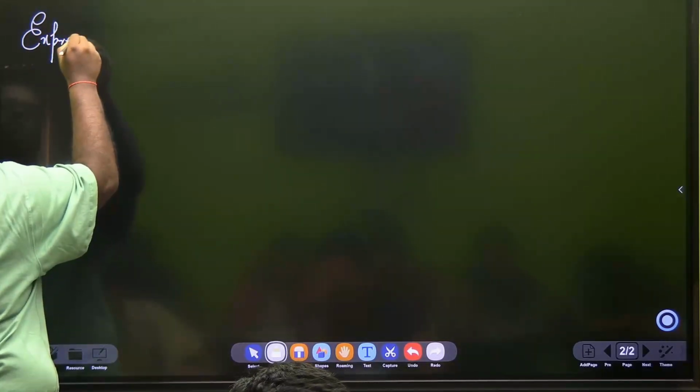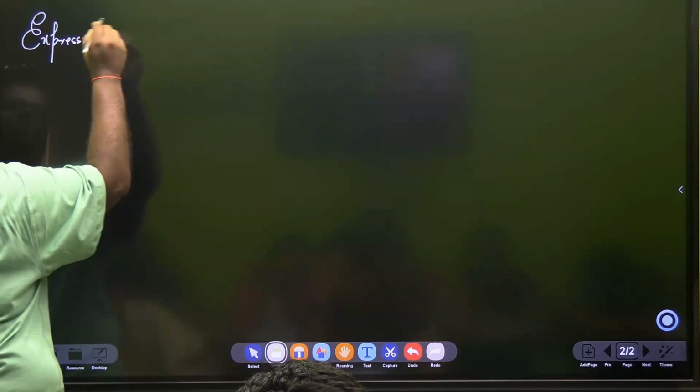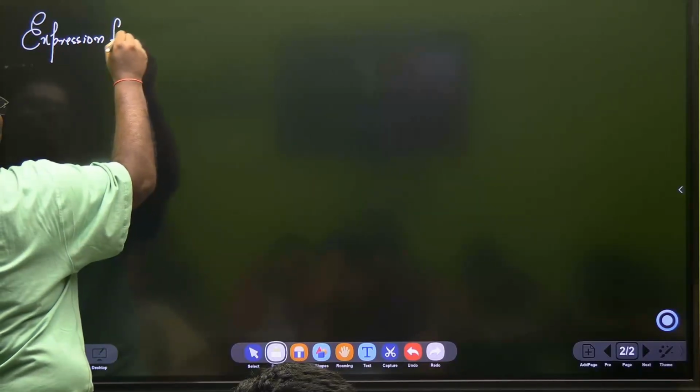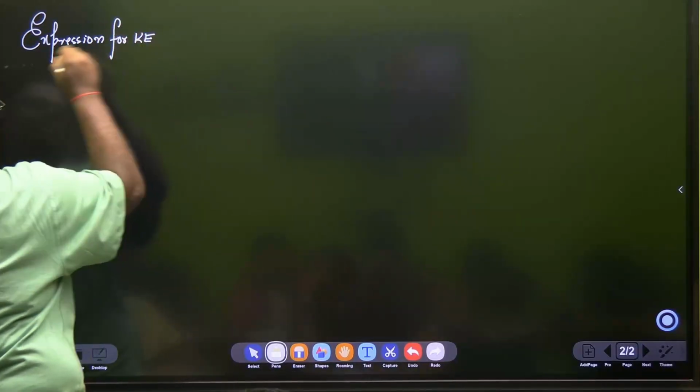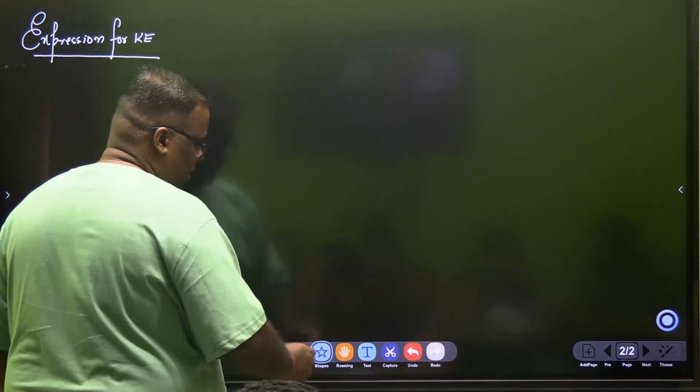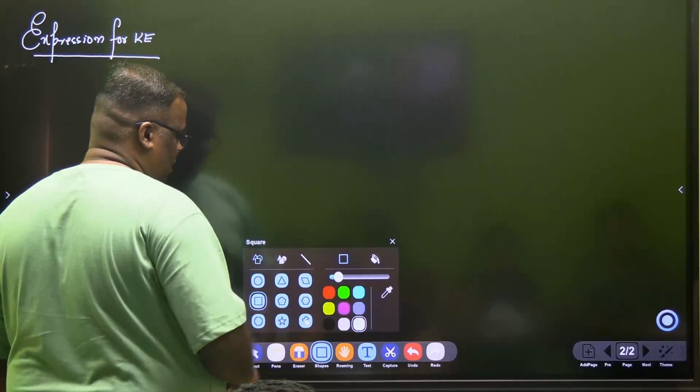Yes, this also has a derivation. From now on, welcome to the world of derivation. Expression for kinetic energy. Now we have to understand it first, and then only you will understand the derivation. What about Ryan? He has not come? Oh, he's sick. Okay.